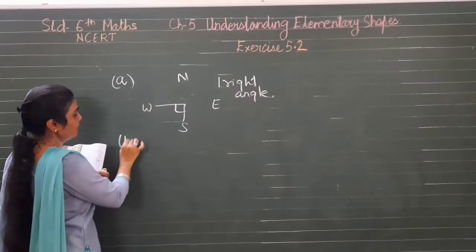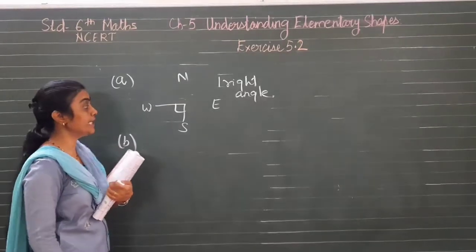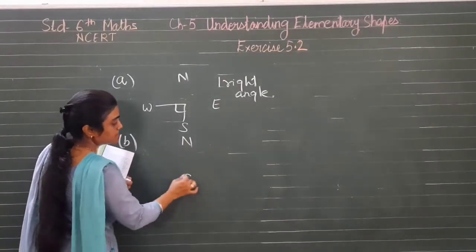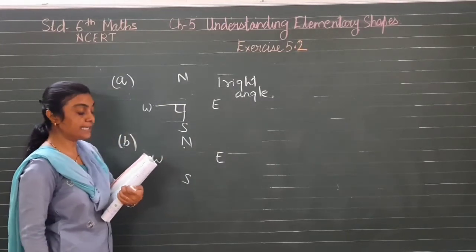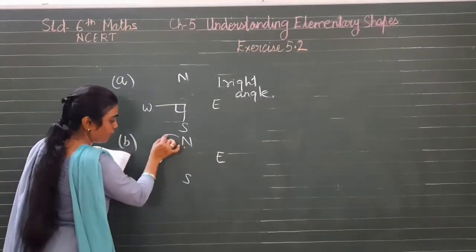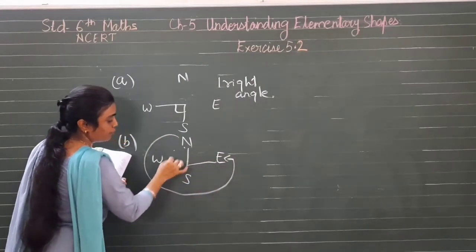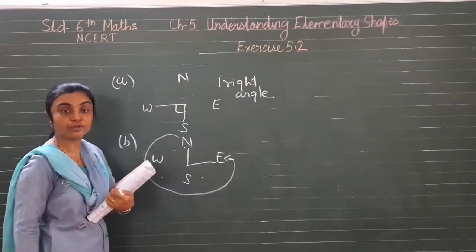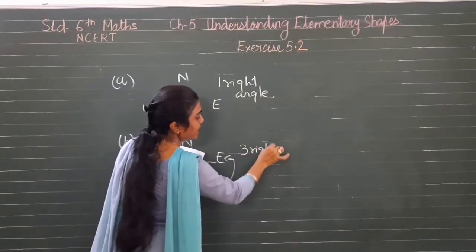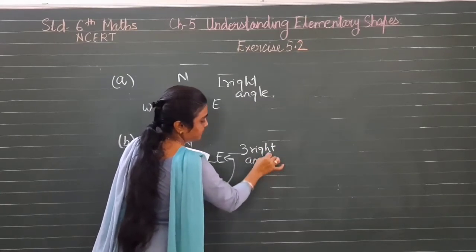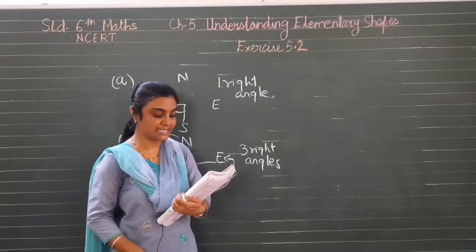Now B, north and turn anti-clockwise to east. North, south, east, west. You are at north and you are turning anti-clockwise. Anti-clockwise means like this, until you reach east. So 1/4, 1/4, 1/4, that is 3/4 of the revolution. That means you will get 3 right angles.